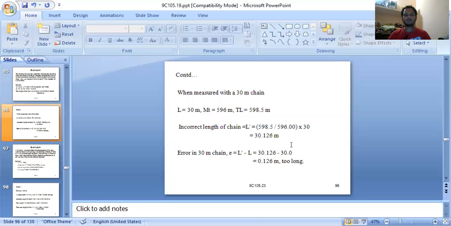In this problem, first we have to measure the true length within the first statement. By using the true length, we have to calculate the error in the 30-meter chain. This is how we have to do it.